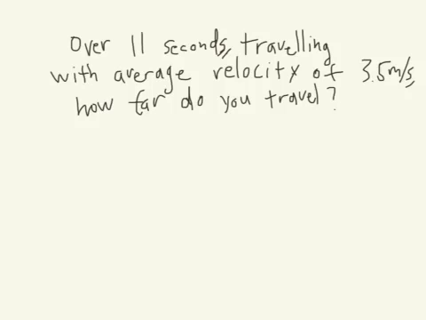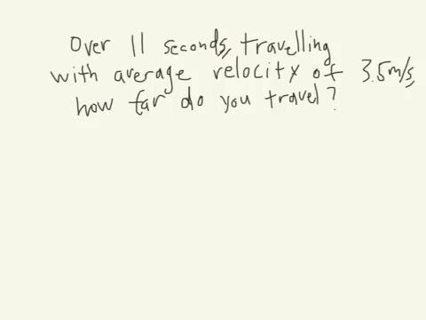So for example, this problem, you can think about it intuitively. We know that the longer you travel, the farther you're going to go, and the faster you're traveling, the faster the velocity, the farther you're going to travel. So we know that the distance of your travel is proportional to both 11 seconds and 3.5 meters per second. So it kind of makes sense to multiply these together. And that would be what you are supposed to do. But that doesn't always work, an intuitive approach.